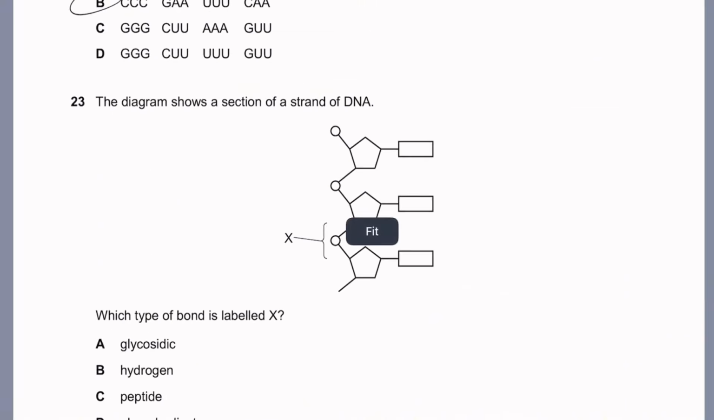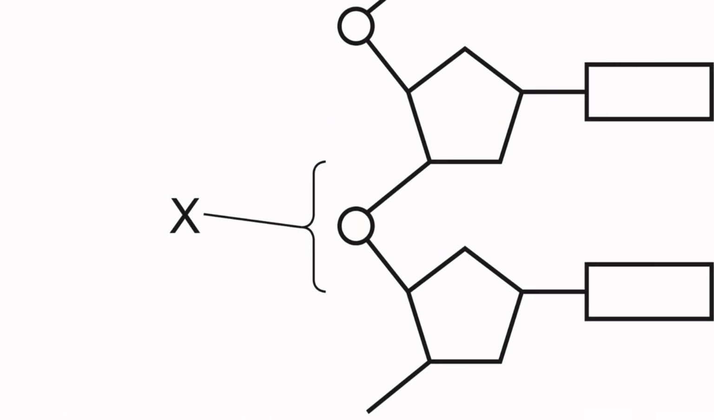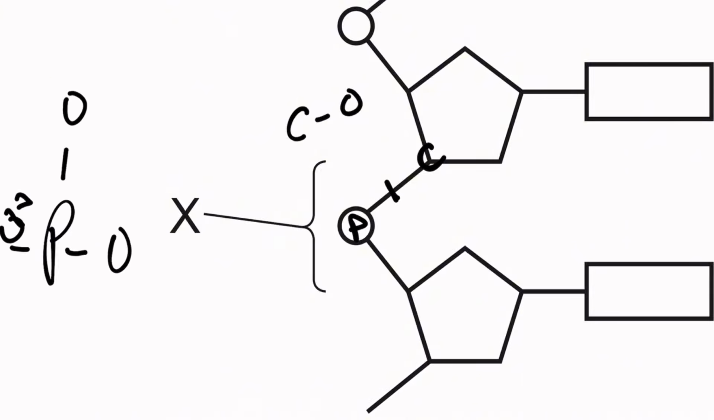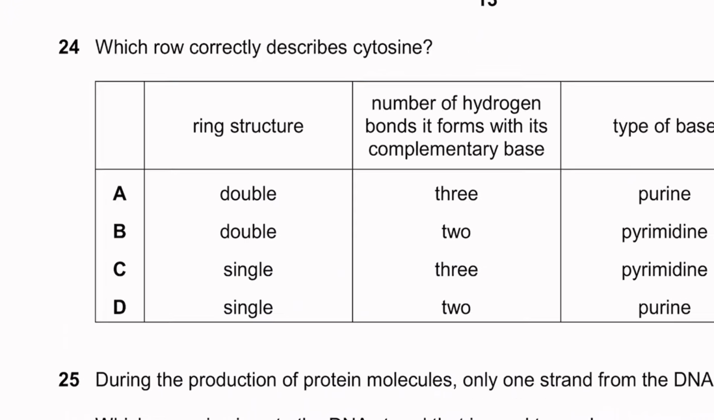The diagram shows a section of a strand of DNA. He's asking what type of bond is X. So this is the phosphodiester bond, and it's called phosphodiester because we have a phosphate group forming a carbon-oxygen bond, carbon, and here a phosphate. Remember, a phosphate group consists of POOH. So it's a carbon-oxygen bond, which happens twice, with a phosphate group. So it's called a phosphodiester bond because this CO bond is the ester bond. So it's definitely D.